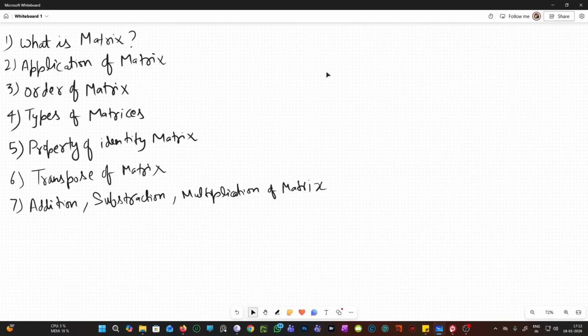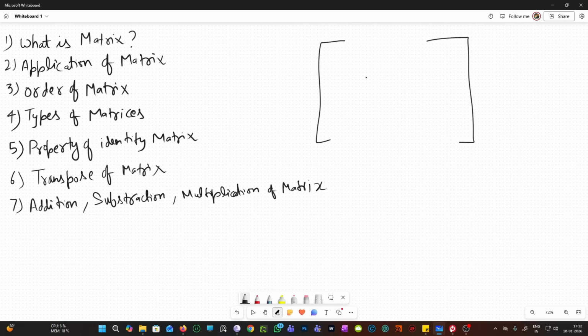So basically, matrix is a representation of data where data is arranged in the form of rows and columns. Okay, let me repeat it again. Matrix is a representation of data where data is arranged in the form of rows and columns, or you can say in the form of a grid. Okay, so if I have to create a matrix here, it will look something like this.